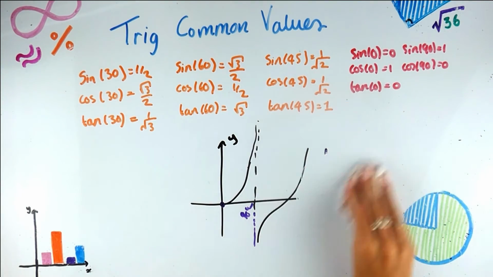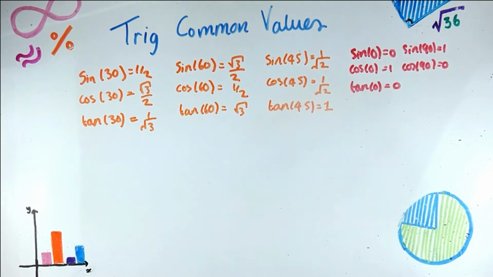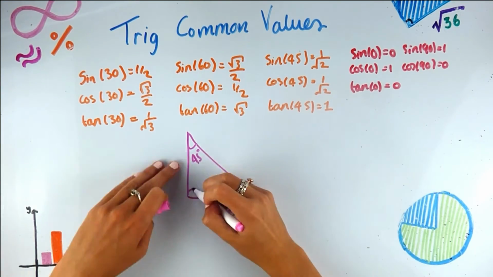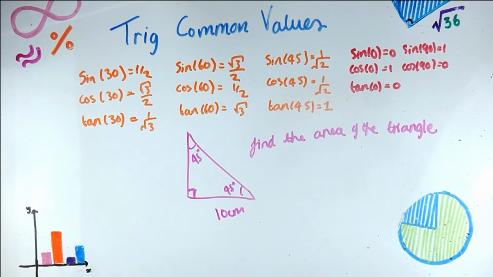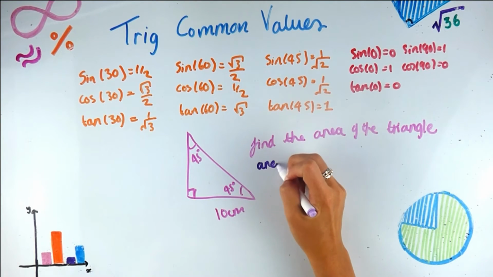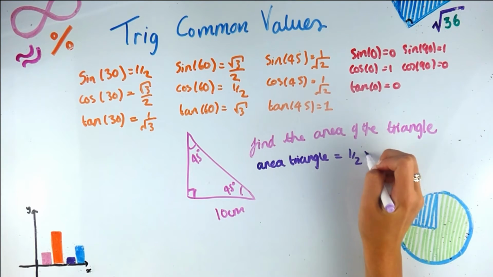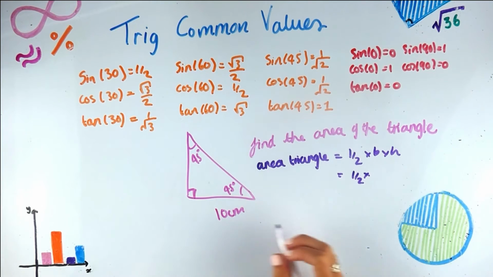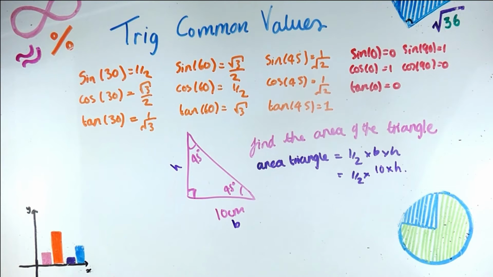Okay, let's look at a question in which knowing these might be useful, because you might just assume you always have a calculator. So I've got this question here: find the area of the triangle. First of all, what's the formula? We know it's a right angle triangle, so we know it's half times base times height. Substitute the information we know, a half is still a half. Let's call this base and this height, half times base times height.